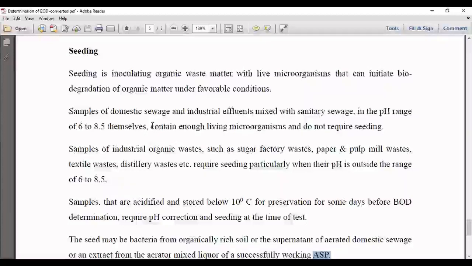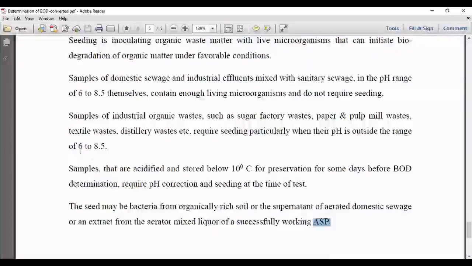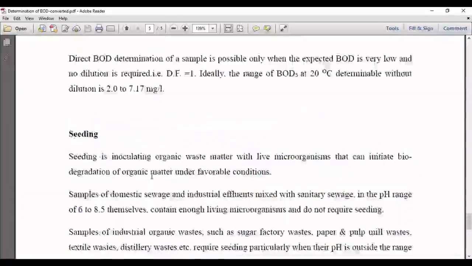If in an industrial waste the pH is not within the range, we'll have to go for the seeding process, and only then can we find out the BOD. BOD in such industrial waste comes out to be very high.